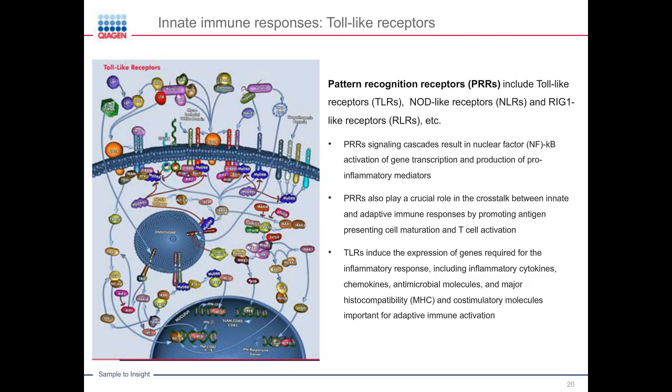Toll-like receptors include about 10 different human receptors, and also adaptor proteins. The TLRs regulate many signaling pathways, as shown here, and upon TLR activation, many events can be induced. Activation of a TLR induces expression of many required cytokines, chemokines, antimicrobial molecules, MHCs, and co-stimulatory molecules that are important for the adaptive immune response. As you see, this is a very complex network, and a lot of research needs to be done to understand these interactions.